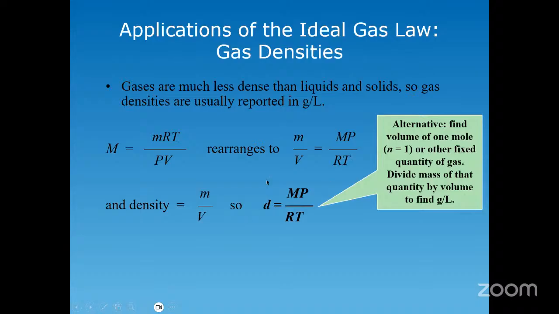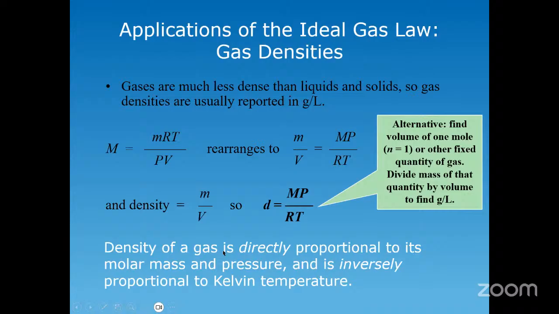So therefore, we can simplify the equation to get that the density is equal to the molar mass, uppercase M, times the pressure divided by R times the temperature, all right? And that's basically how we can get an expression for the density.